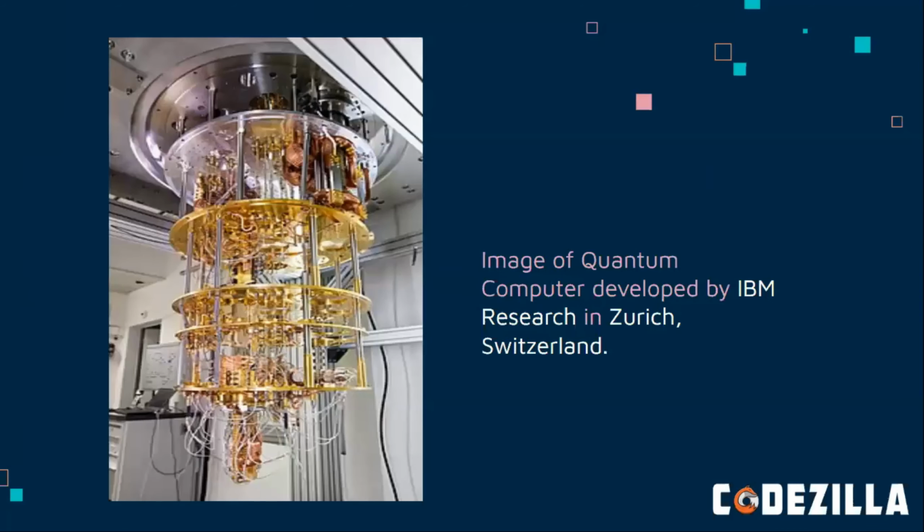This is the picture of one of the earliest developed quantum computers. This was developed by IBM Research in Zurich, Switzerland. The quantum computer was first created, however, in 1998 by Isaac Chuang from MIT and Mark Kubinek from the University of California.